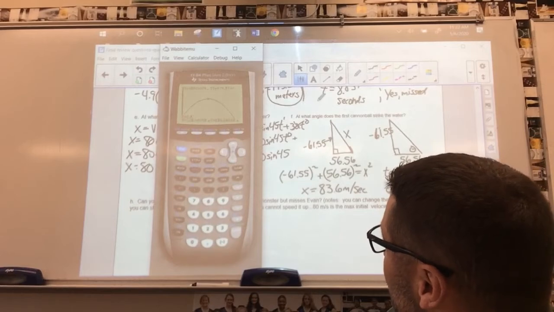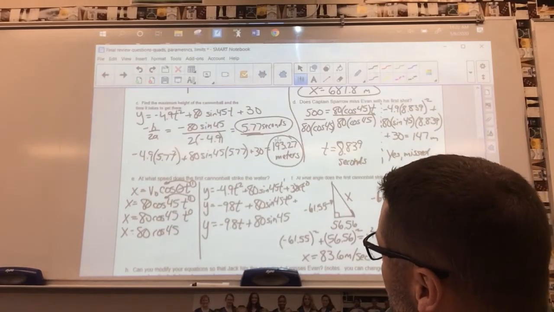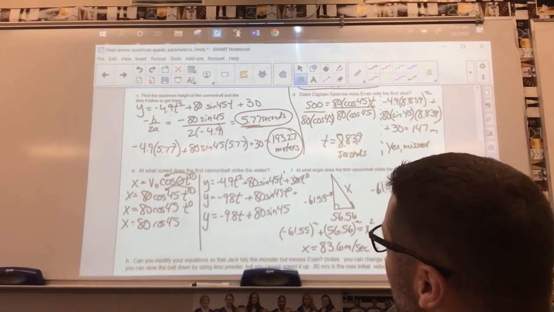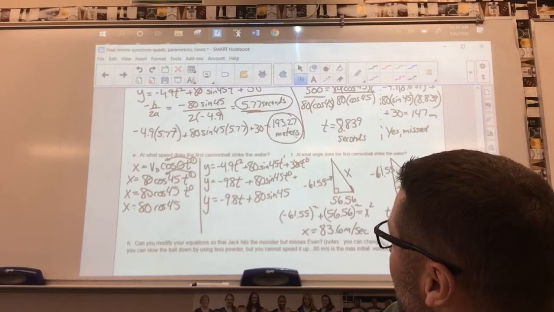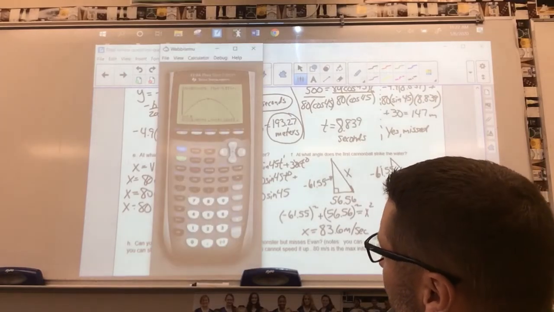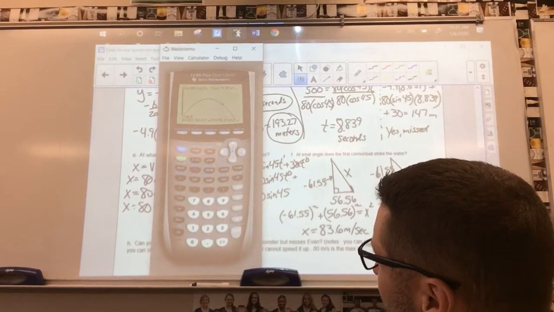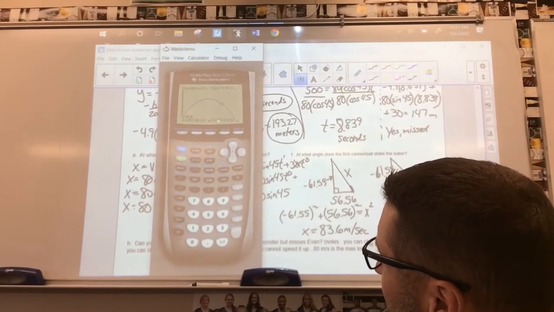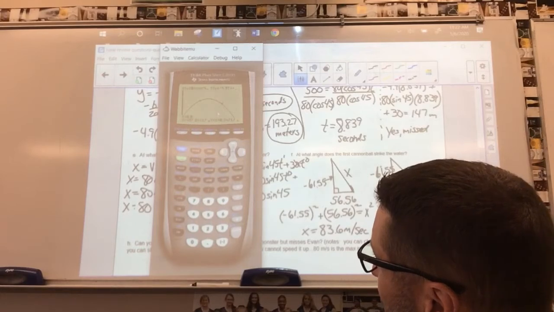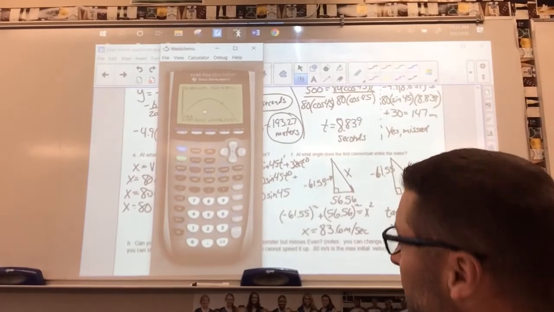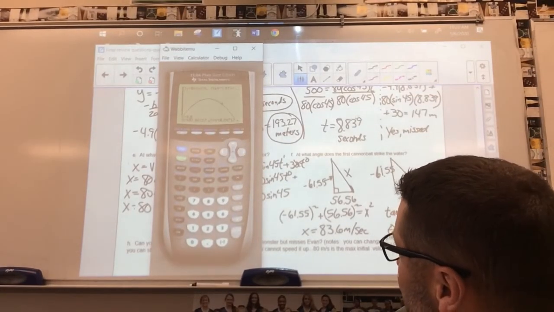Let's trace the time of 8.839. We'll just go 8.8 seconds. We'll figure out how high it was at Evan. At 8.8 seconds, it's almost at 500. Maybe I cursor over to 503. And you can see the 147 is what I got if I would have typed it in better. And he missed Evan.